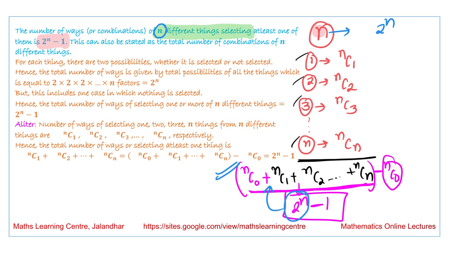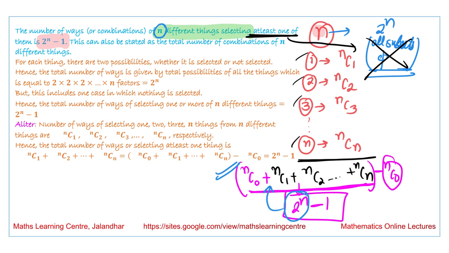But when we are talking about all subsets, then phi is also there. It means we are not choosing anything. So in this question it is given that at least one is to be selected. It means this case is not there. So we are saying we have to remove an element from this. So the total number of elements we have is 2 raised to the power n minus 1.